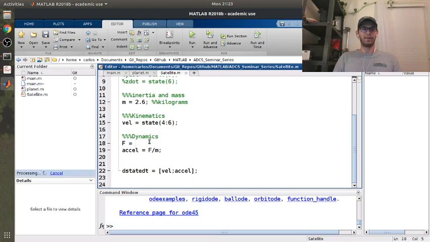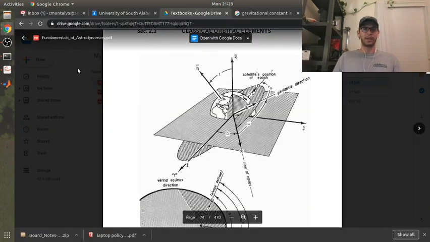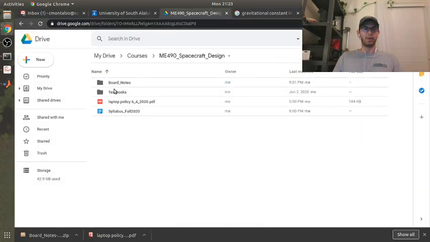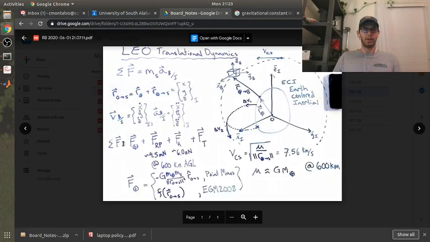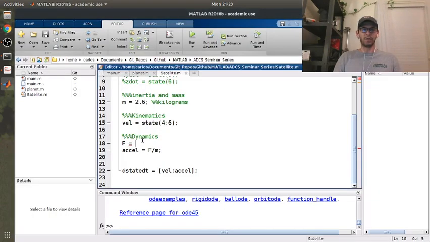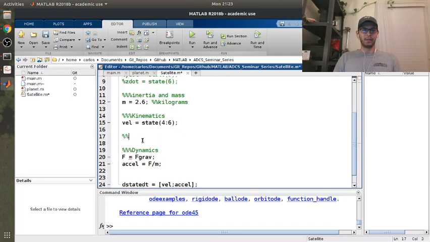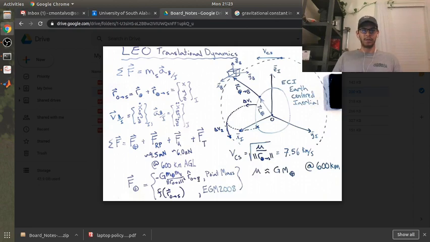All right, so now we need force. So for that, I'm gonna go back to the board notes. So let's see, board notes, and here we go. So I'm gonna ignore radiation pressure, aerodynamics. I'm gonna ignore thrust as well. And so I just need F of gravity. So I'm just gonna say F grav, and then I guess here I'm gonna put force, I'm gonna put a gravity model in here. And so I need to program this gravity model in here.